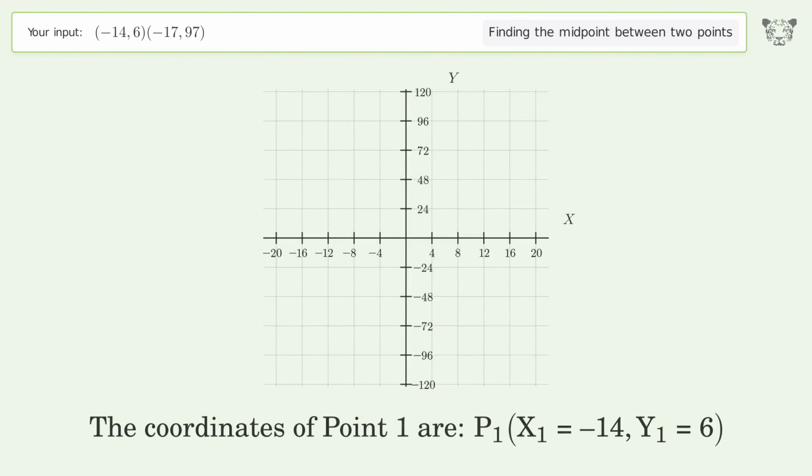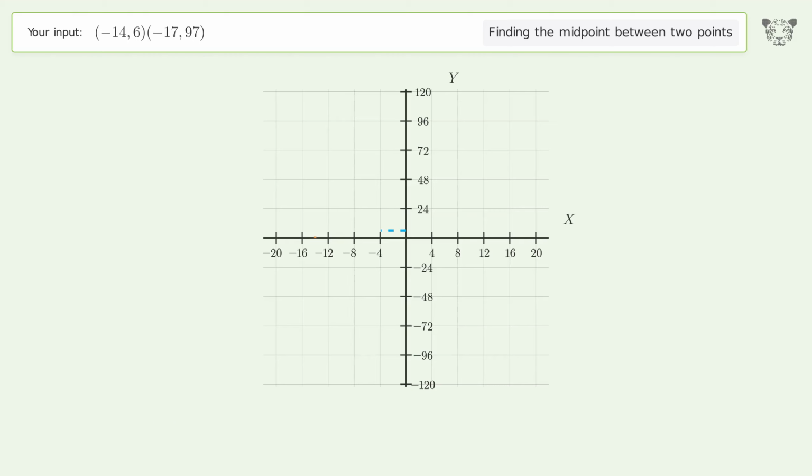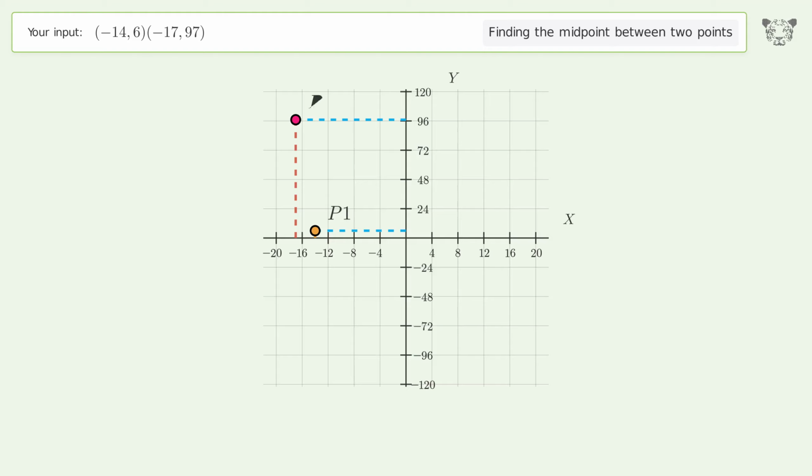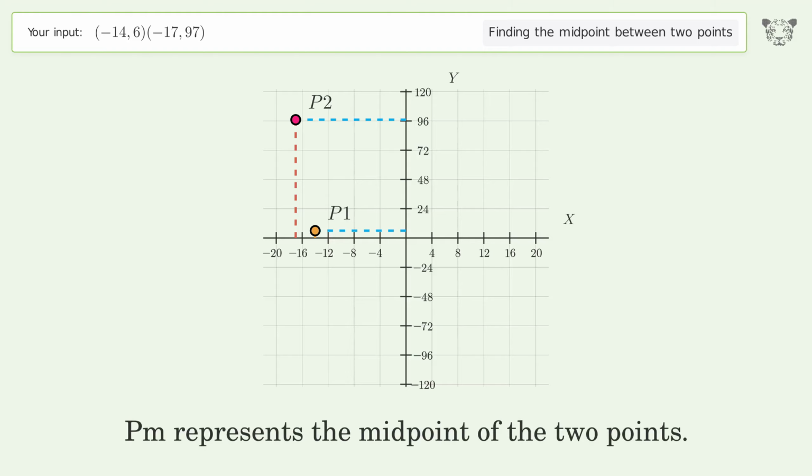The coordinates of point 1 are, x1 equals negative 14, y1 equals 6. The coordinates of point 2 are, x2 equals negative 17, y2 equals 97. PM represents the midpoint of the 2 points.